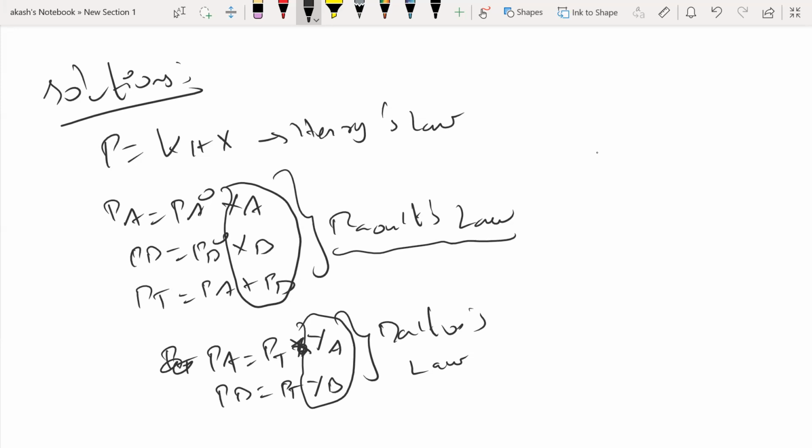Okay. See, this is how I must tell. If at all you can take down also. Please take down Raoult's law, people. For a solution of volatile liquids, the vapor pressure of one of the liquids. Sir, can you say it again? Yeah, sure. For a solution of volatile liquids, a solution of volatile liquids means the liquid-liquid mixture. Both the liquids are volatile in nature.